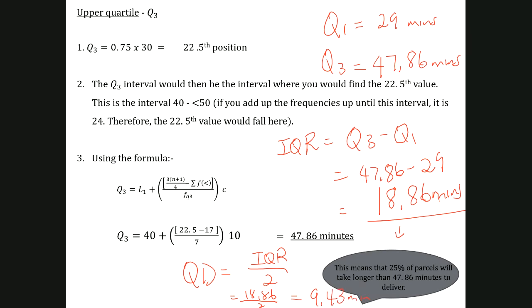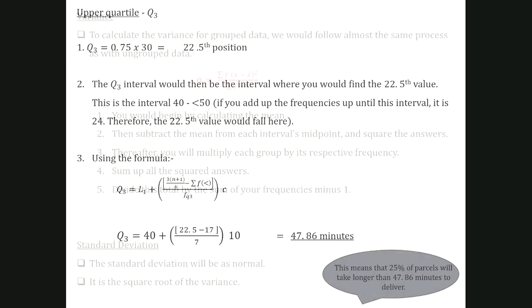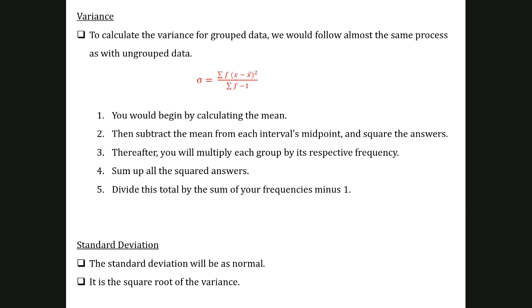Okay, so that's your interquartile range and your quartile deviation. And then the next thing we're looking at is how to calculate your variance. So this is the formula that we'll use when it comes to your variance for your grouped data. I'd like to just take you through the formula, and then we'll look at your standard deviation, and then we'll do an example.